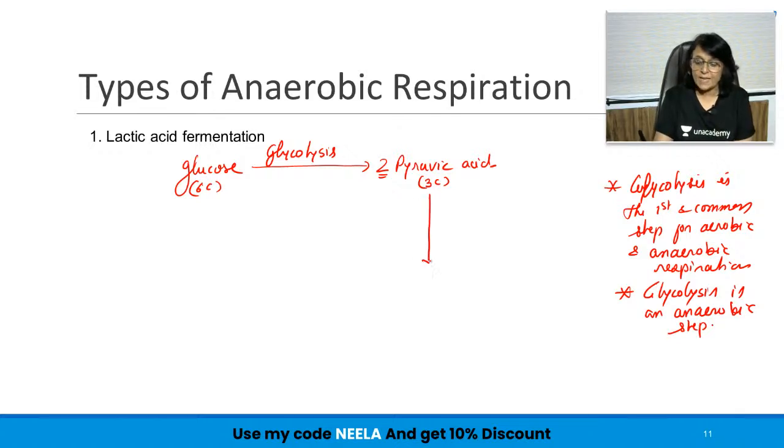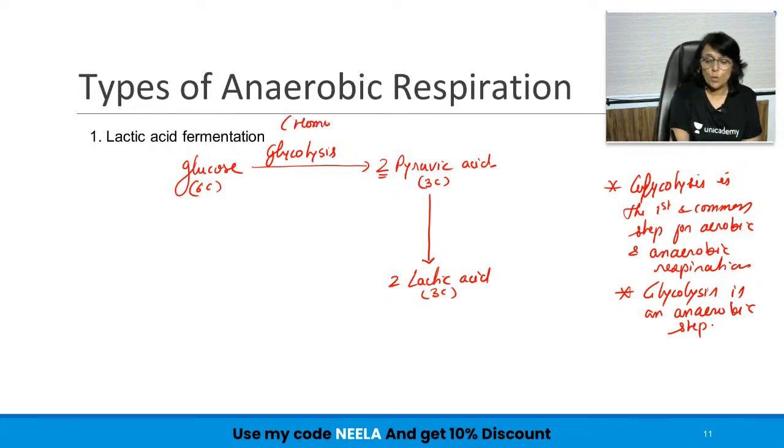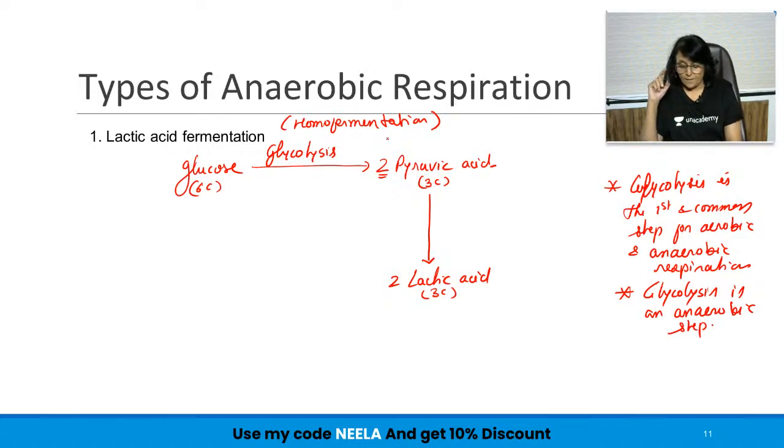This pyruvic acid gets converted into lactic acid. Lactic acid is also a 3-carbon compound and two molecules of this are formed. So in this reaction there is only one product which is formed. That means this is homofermentation. Alright, so if in a reaction only one product is formed, then you will call it homofermentation. Two lactic acid molecules are formed.